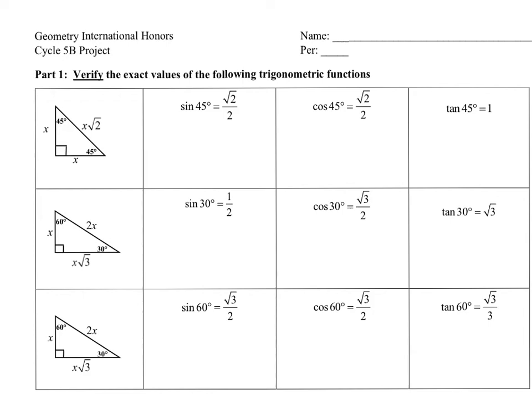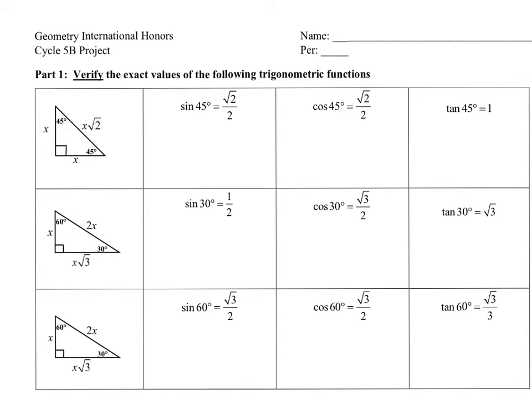Hello, geometry students. In this video, we're going to work together to complete part 1 of our Cycle 5B project. In this part of the project, we're going to verify the exact values of the following trig functions. We're interested in the sine, cosine, and tangent of our special angles: the 45-degree angle, the 30-degree angle, and the 60-degree angle.